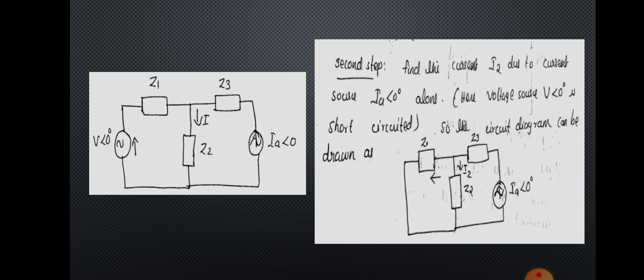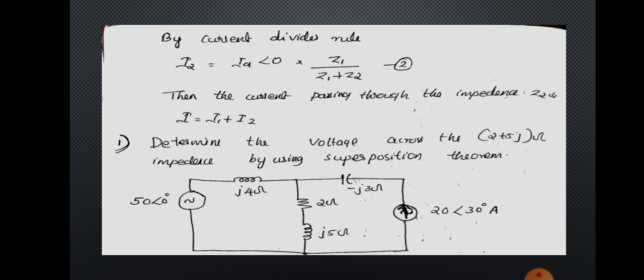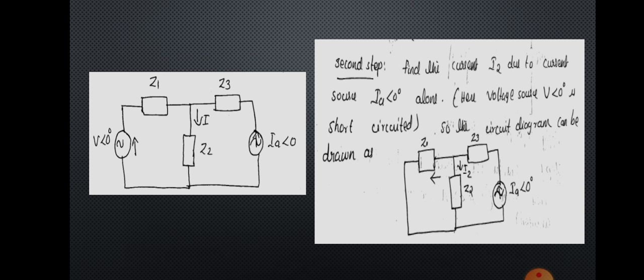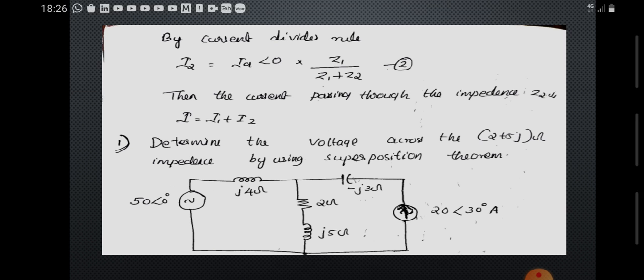You can see that there are two parallel branches Z1 and Z2, the current I2 will be flowing through Z2, and there will be a current source IA. So you can apply the current division rule in order to find the current through Z2. So I2 will be equal to IA angle 0 into Z1 divided by Z1 plus Z2. You can see that I2, the current through Z2, will be equal to IA, the total current, into the impedance of the other parallel branch, that is Z1, divided by the total impedance of the parallel branches, that is Z1 plus Z2.